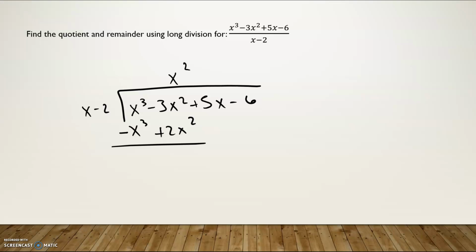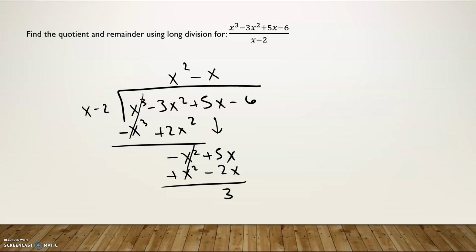Okay, so this should be, that goes away. And I get negative x squared. Bring down the plus 5x. Okay, so this should be negative x. Okay, so then I have positive 2x and then a negative x squared. Change the signs. That goes away, and I have 3x.